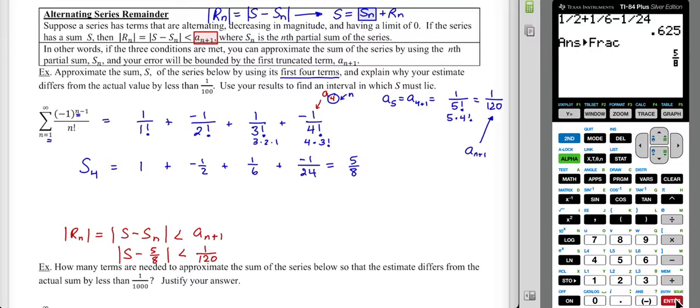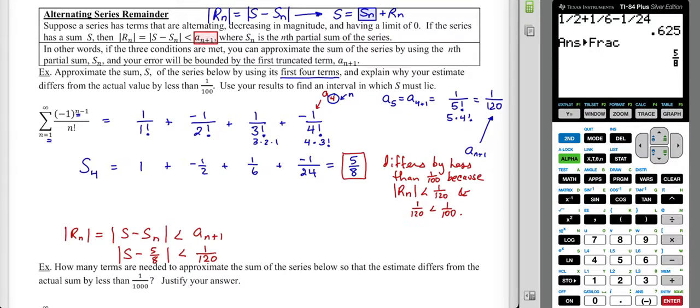All right, so this is the partial sum. It differs by less than 1/100th because the remainder will be less than 1/120th, and 1/120th is less than 1/100th. All right, so we got that part.